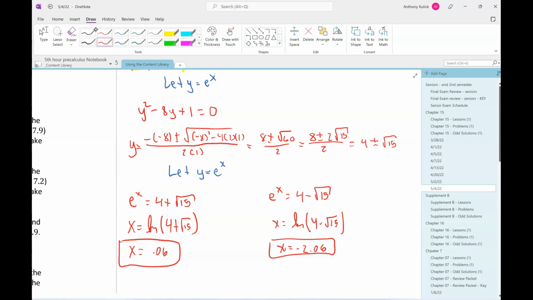Others? Again, anywhere 1 through 138 is fair game at this point. Happy to do whatever. Claire? 130. 130. Okay.